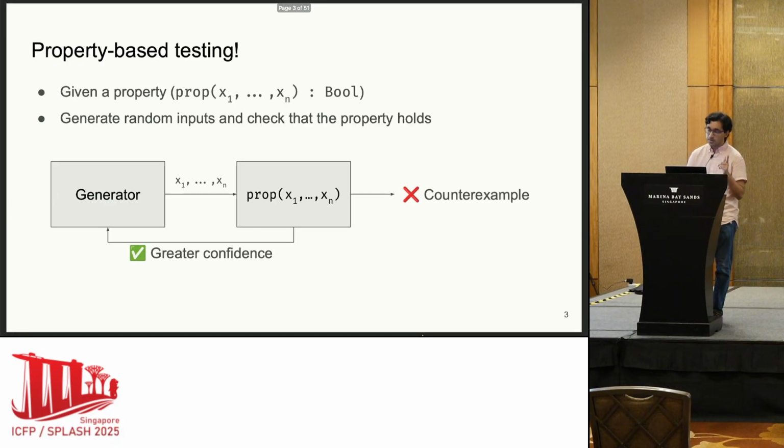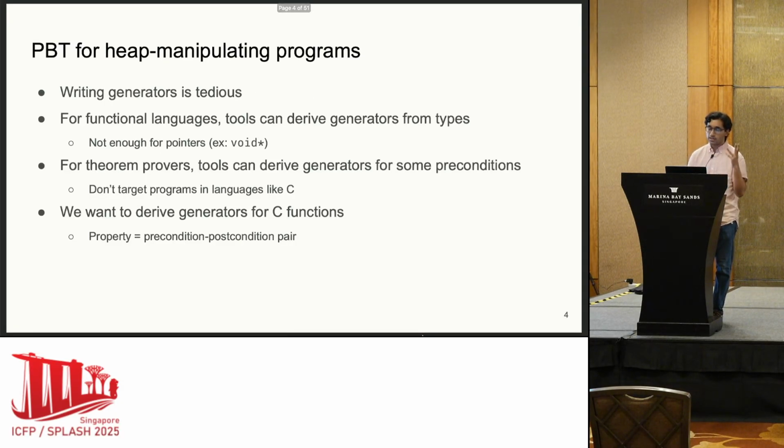We want to do this by applying property-based testing, which is that given some property, we want to generate random inputs and see if the property holds. When we look at applying PBT for heap manipulating programs, we need a random generator. Writing these generators is tedious, so we don't want to require the user to do this. For functional languages, tools can derive these from the types, but void star, what does that even mean? Theorem provers can generate generators for certain preconditions, such as inductive relations, but they don't target programs in languages like C.